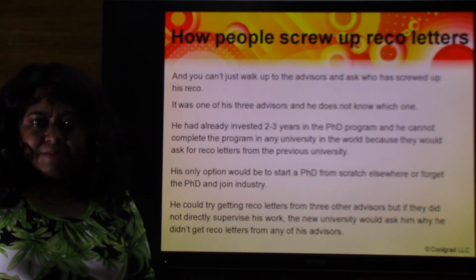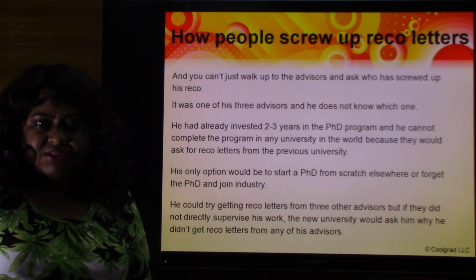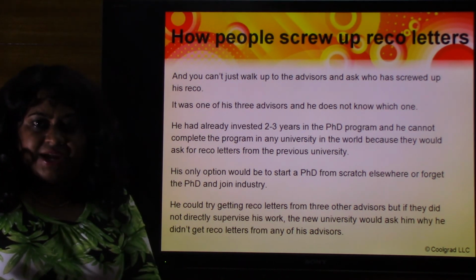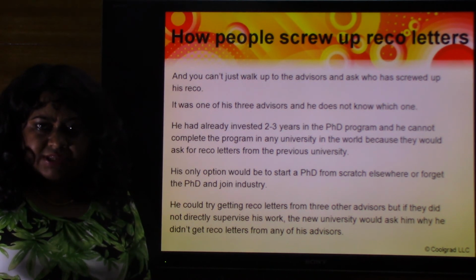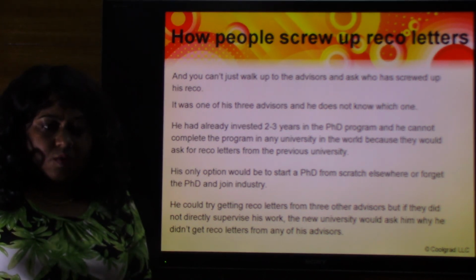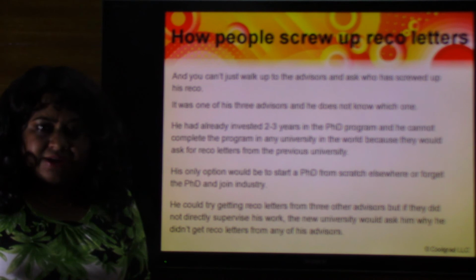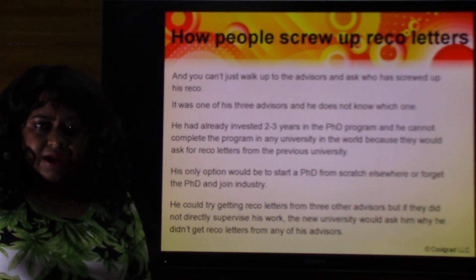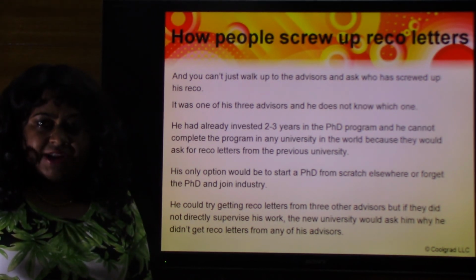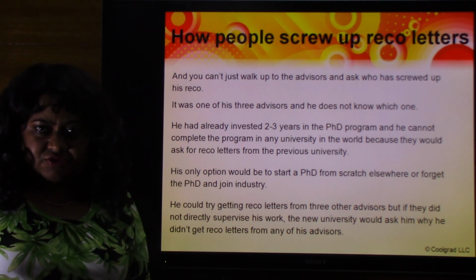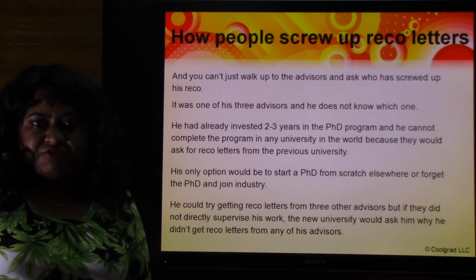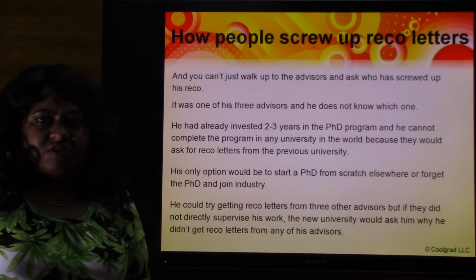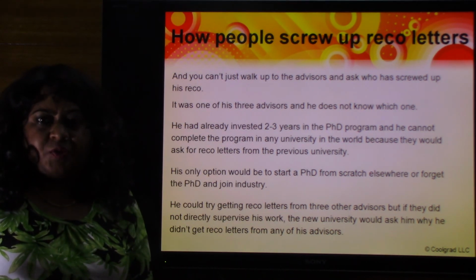So even for future applications, he would need 3 recommendation letters. So if he went to 3 entirely different professors who didn't supervise his work, who were not his advisors, they would ask the candidate, like, why didn't you get them from your advisors? And you can't make up excuses for not getting recommendation letters from all the 3 advisors. So you have to get it from at least one of them, right? And he didn't know which one screwed up his recommendation letter. So basically they made sure his prospects were completely screwed up.